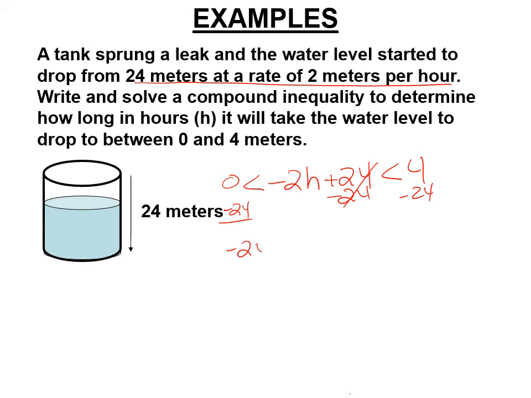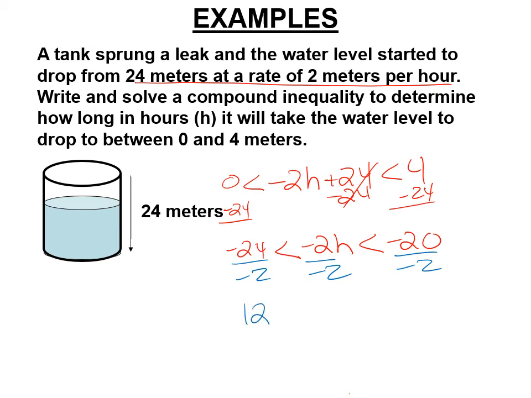We get negative 24 is less than negative 2h, which is less than negative 20. Okay, now we're going to divide all 3 sides by negative 2. Now we're dividing by a negative in an inequality. Even though it's a compound inequality, it's still an inequality. So we're going to get 12 here, and we're going to get 10 here. And we're going to need to flip this symbol.